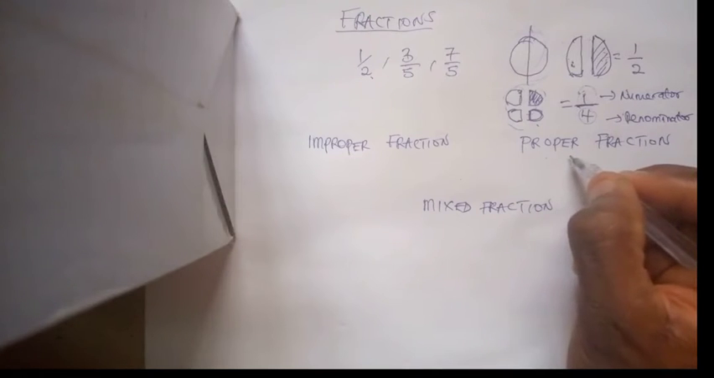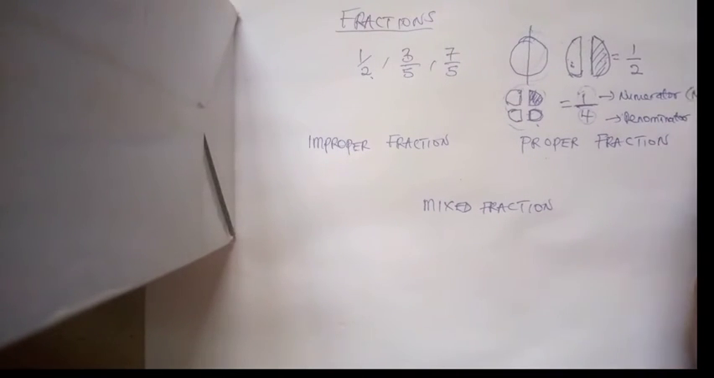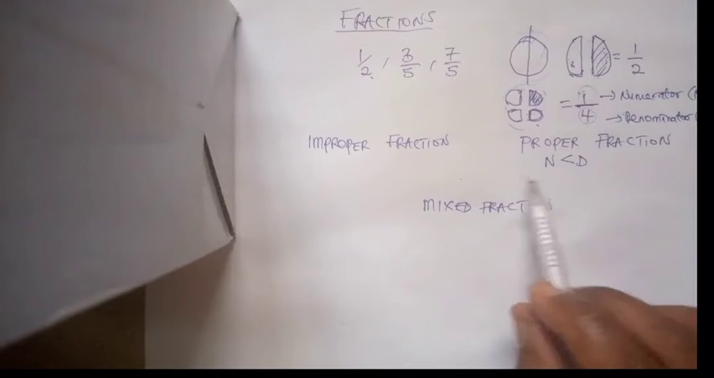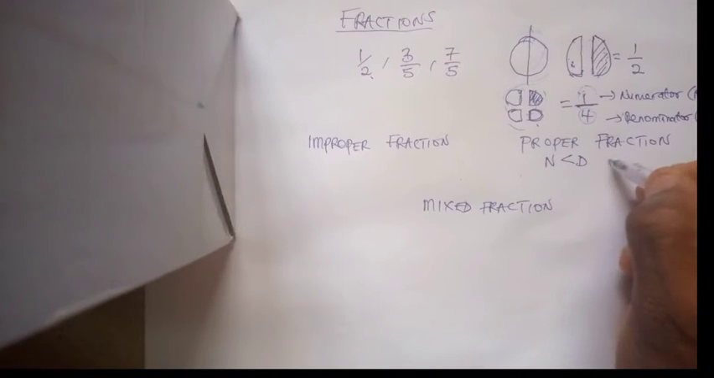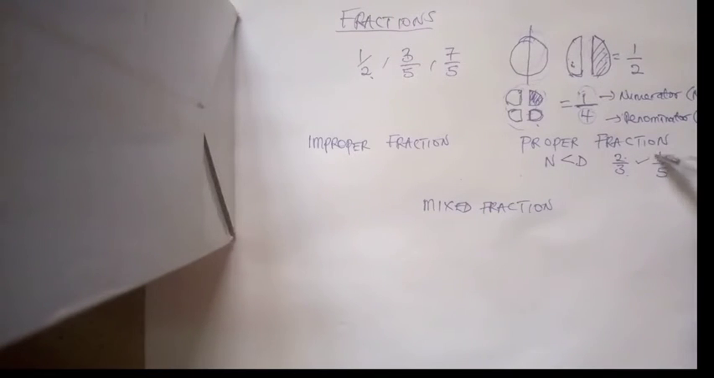So when the numerator is less than the denominator, let's say numerator is n and denominator is d, once the numerator is less than the denominator, you have a proper fraction. For example, 2 all over 3. 2, the numerator, is less than 3, which is the denominator. So this is a proper fraction, right? Another example, 1 all over 5. You can see that the numerator, the top one, is less than the denominator. So this is a proper fraction.